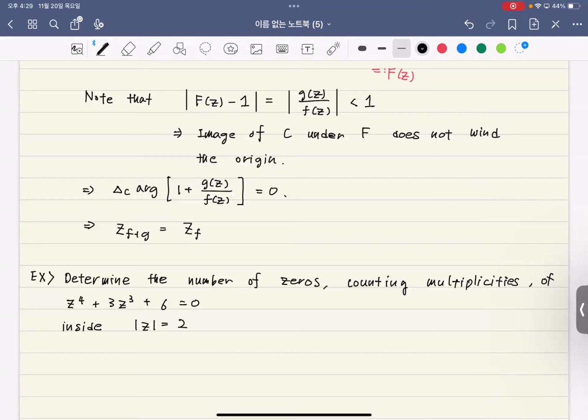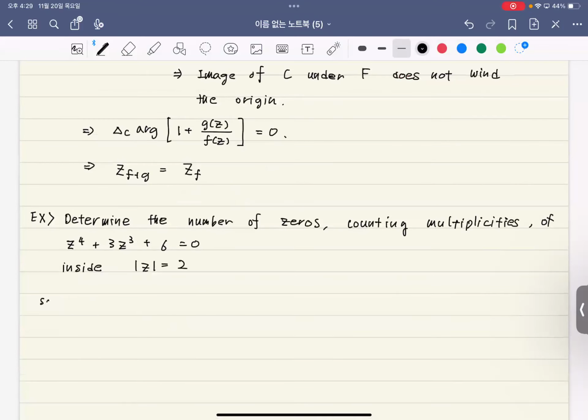And in this case, we are wondering if there are any zeros inside of this circle. Now we can use Rouché's theorem. How? We are breaking this function into two different pieces. f of z is 3 times z cubed, and g of z is z to the fourth plus 6. And so this function can be taken as the summation of these two.